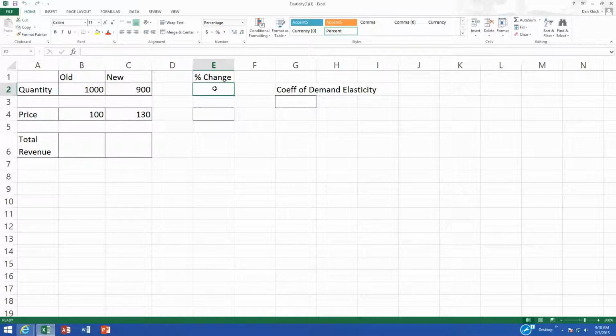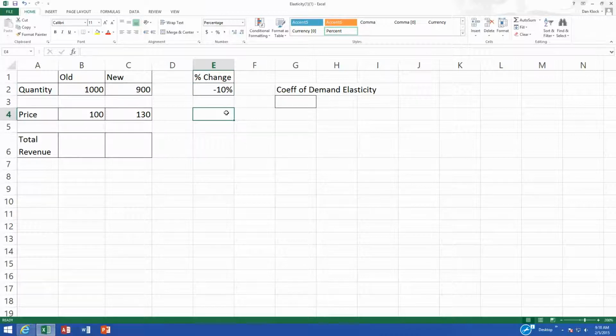So I'm just going to do a quick Excel formula here. Let's do the quantity first. Equal, I got to do an open paren because I take the new minus the old. Don't forget the closing paren. Divide by the old. C2 minus B2 divided by B2. And then it's already formatted. It's a 10% change, right? A negative 10% change.